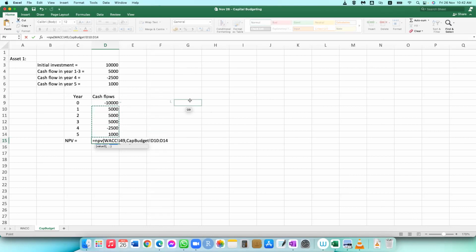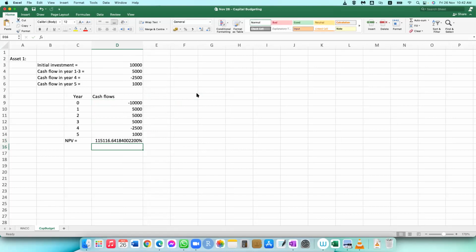Okay, so now we have 5 values for 5 years. We end the function and then we add the year 0 value. Because the minus sign is already given, that is not a problem. If the minus were not given, then we could have adjusted the function. Anyway, because it is a cash outflow and the minus is already given, we add it. After that, we press enter and we get the NPV.